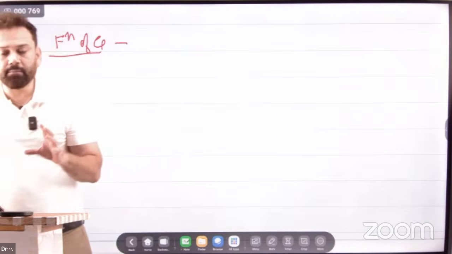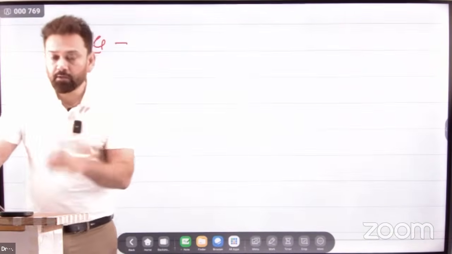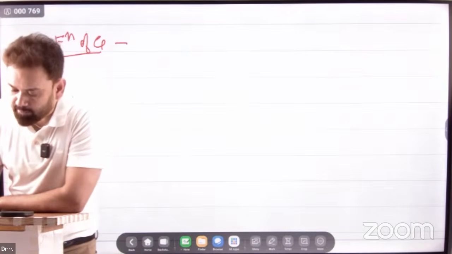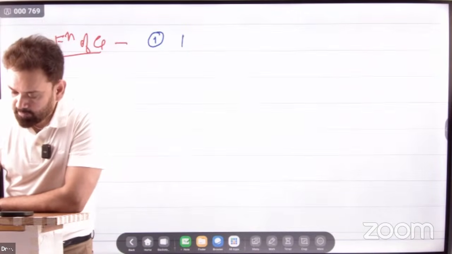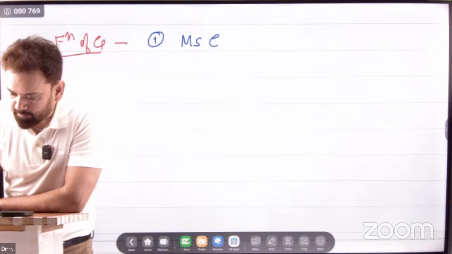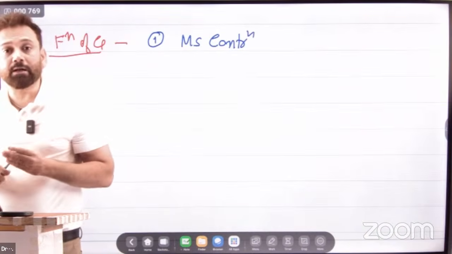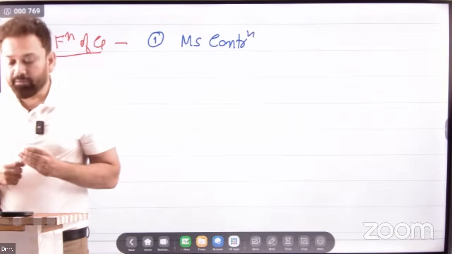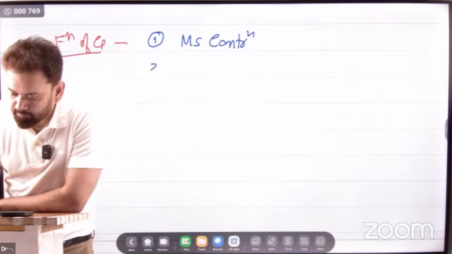In the MBBS exam, they will ask you what is the function of calcium. So we know, number one, you know about that muscle contraction. Muscle contraction के लिए हमको क्या चाहिए? कैल्शियम चाहिए. Number one will be muscle contraction. Everyone knows about that.